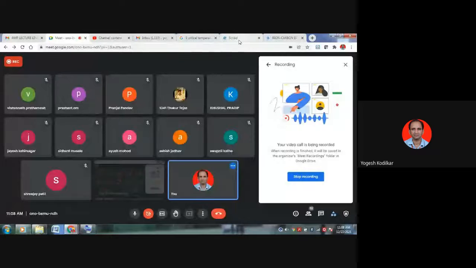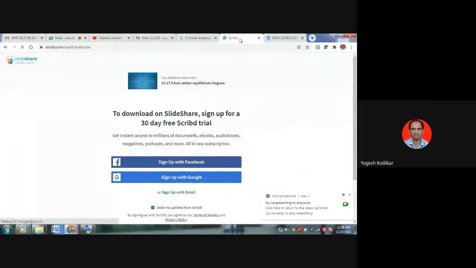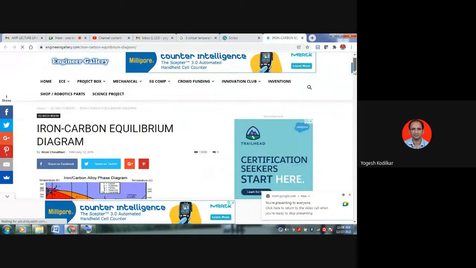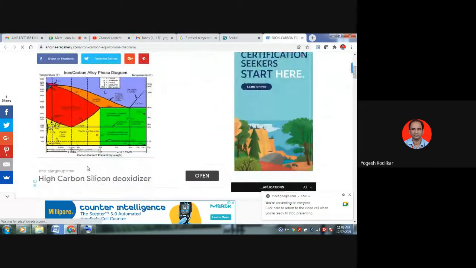So good morning students. We are studying the iron carbon equivalent diagram. In this basic iron carbon equivalent diagram, we are going to understand what exactly the iron carbon equivalent diagram is. Just a minute.